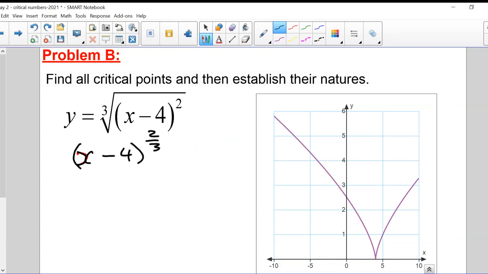Raising it to the power of 2/3 is the same thing as squaring it and then cube rooting it, or cube rooting it first and then squaring it. It doesn't matter. The fact is that it still represents an exponent of 2/3. So what we're going to do now is go ahead and find the derivative.